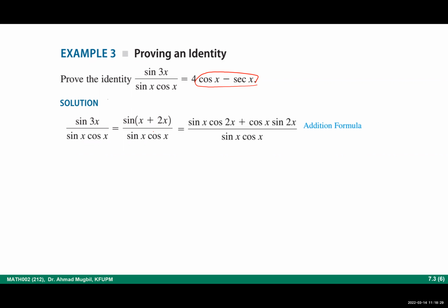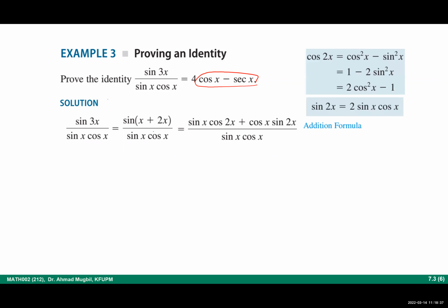Then, what will we do next? Now we have sine 2x and cosine 2x. We can separate, right? But I prefer that we cancel here, right? We will have cosine 2x over cosine x. I don't know if he did that or not, but I found it helpful, right?